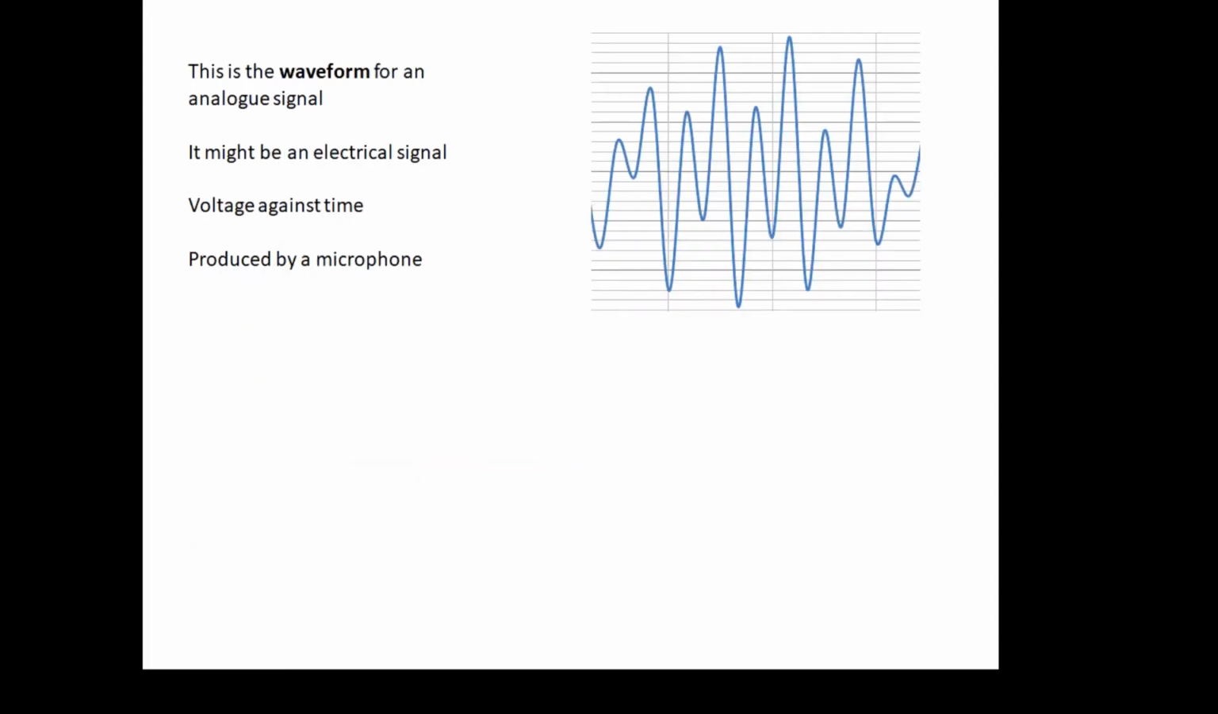For example, this is the waveform for an analog signal. And looking at it, you can see that there's a couple of different amplitudes, a couple of different frequencies going on in there. It might be an electrical signal, it might be voltage against time. It may have been produced by a microphone.